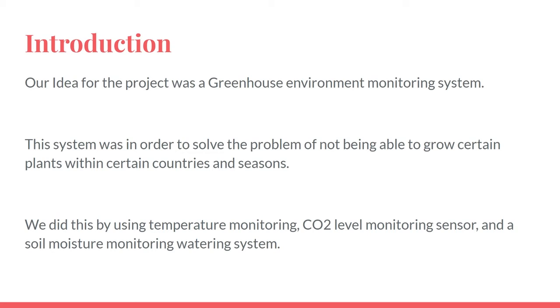For our idea, we have been doing a greenhouse environment system. This system was mainly decided on for solving an issue where you can only grow certain plants within certain environments, such as in a different country or during different seasons. The way we did this was by focusing on having a temperature monitoring part of the system set up, a CO2 level monitoring sensor, and a soil watering system.